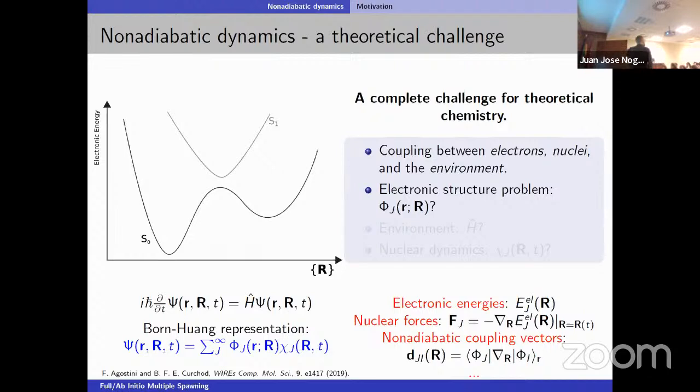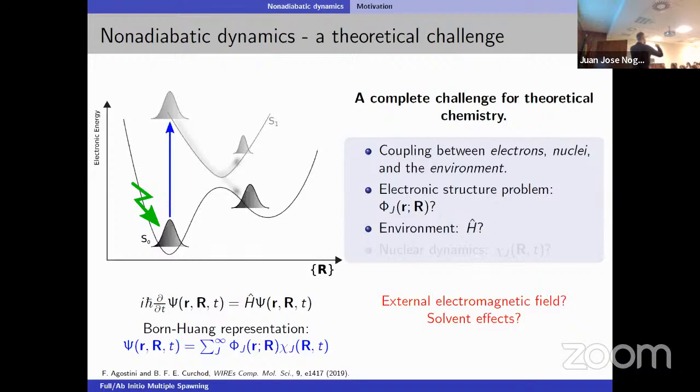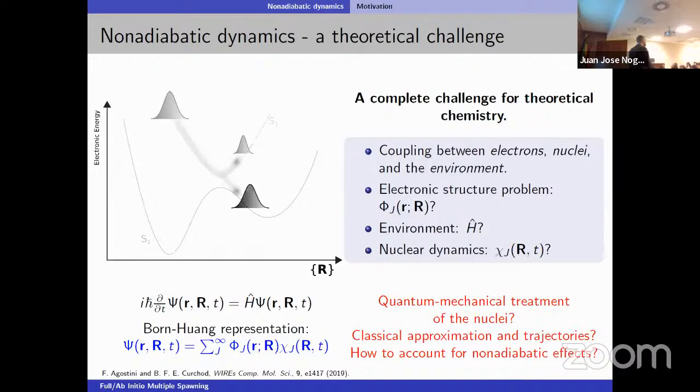We need, for example, also to describe the environment, the external field, or maybe a solvent that you may have around your molecule. And last but not least, the dynamics of the nuclei of the molecule, how to simulate that. In this plot, I show you this nuclear wave packet. In other words, I still consider my nuclear degrees of freedom as being quantum. But if I want to simulate molecules in their full dimensionality, I may have to find some approximations there. Okay?